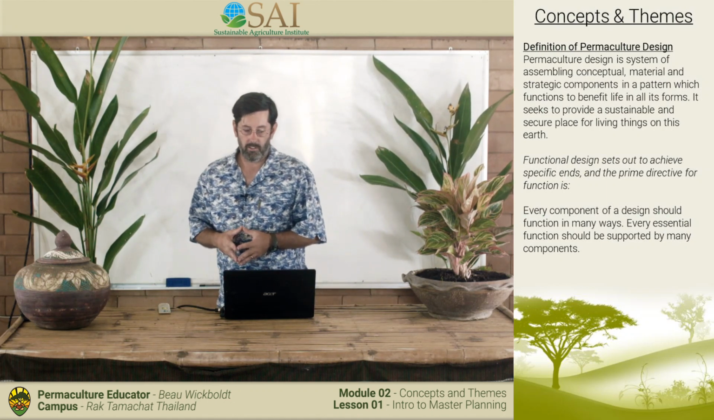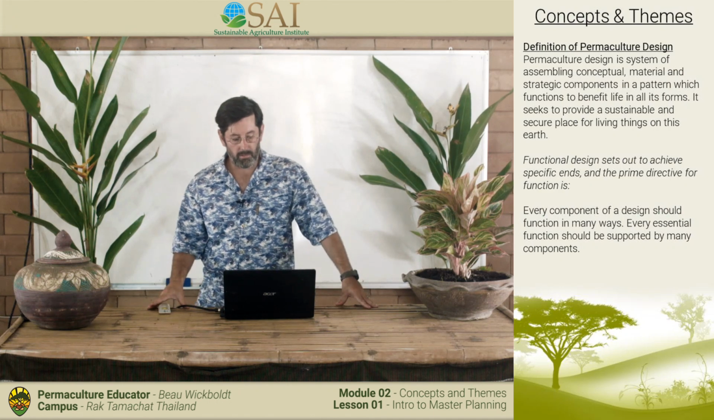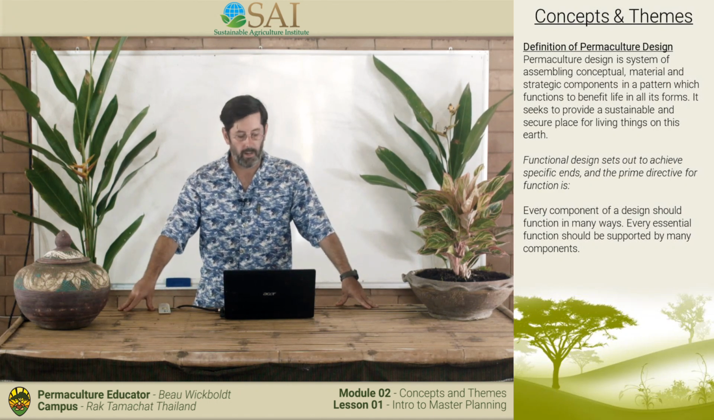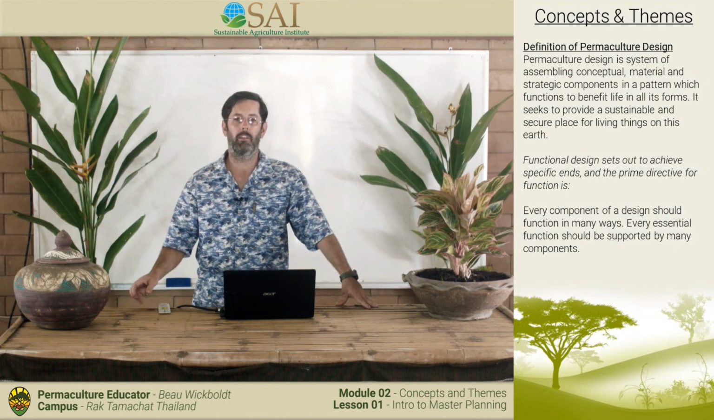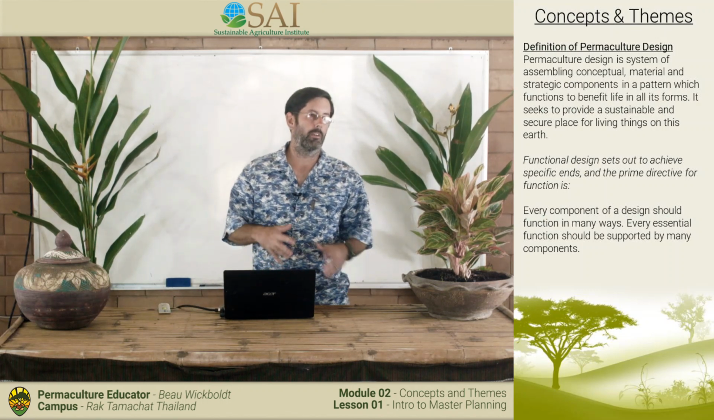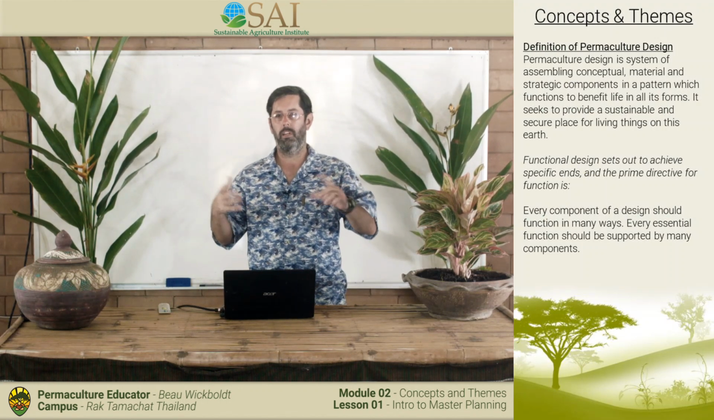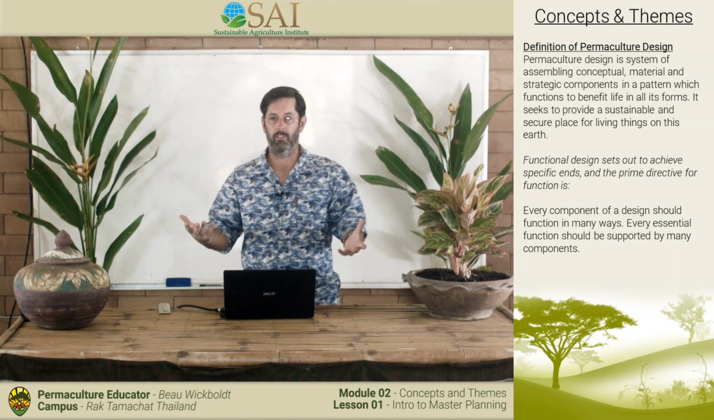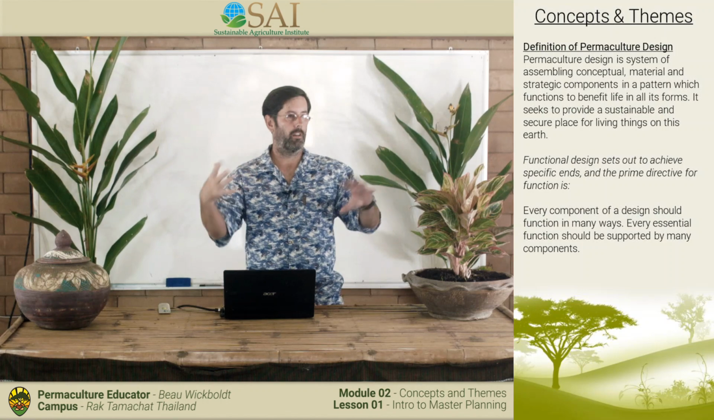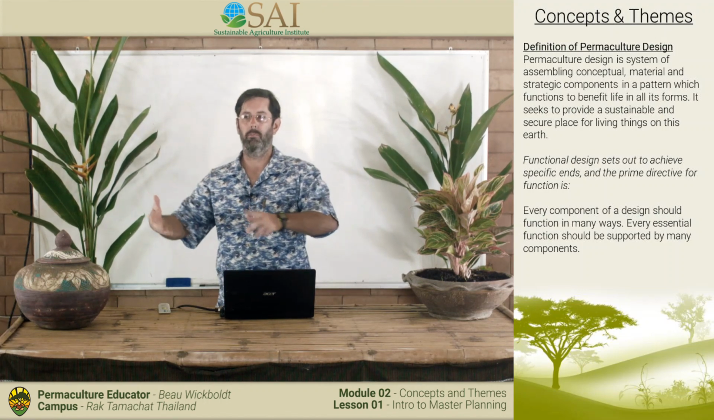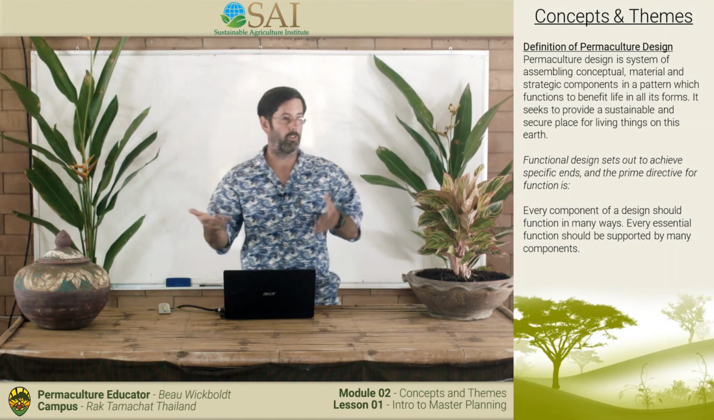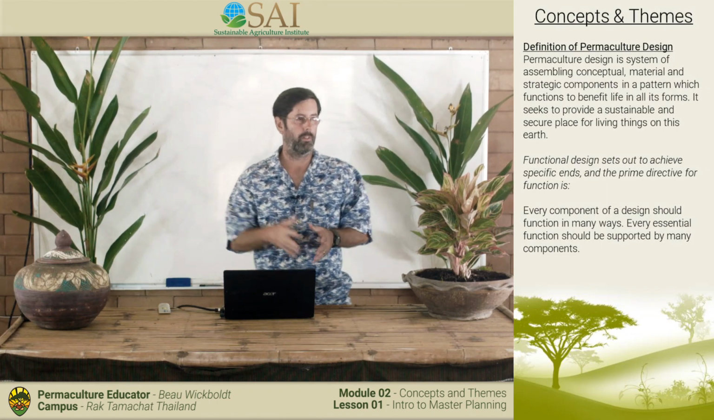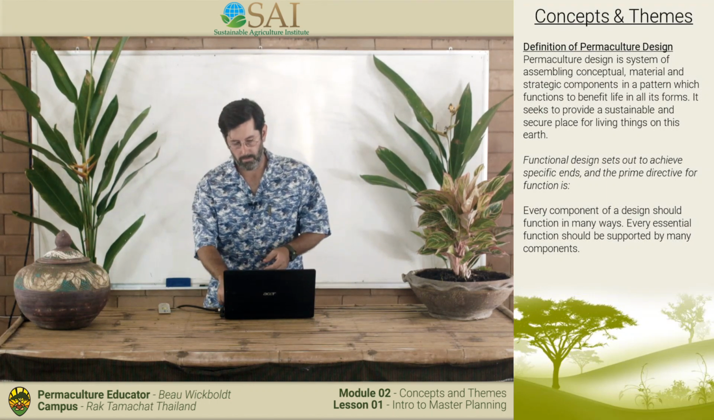Functional design sets out to achieve specific ends, and the prime direction for function is: every component of the design should function in many ways. Every essential function should be supported by many components. So this brings the concept of interconnectedness, the input, the output, the idea of no waste, and cycling energy, as we described today, nutrients, the building blocks of nature through systems in order to densify into what we would choose as our particular yield in our system. And then you'll be able to pick that different yield.